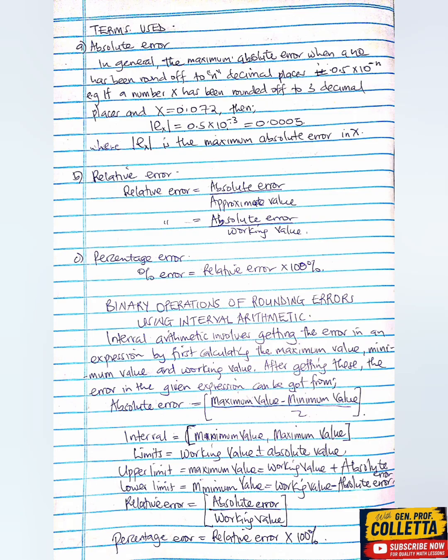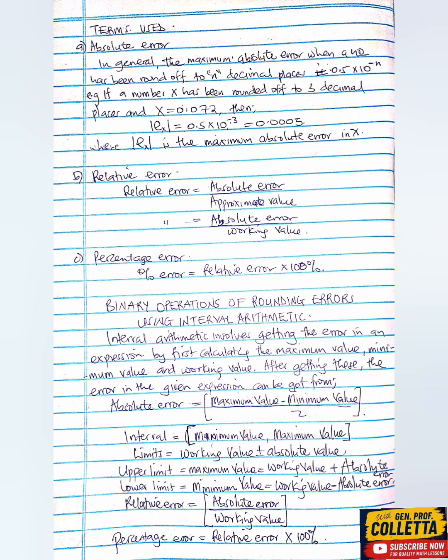For example, if a number small x has been rounded off to 3 decimal places, it means that x is equal to, for example, 0.072 rounded off to those 3 decimal places. Then the absolute error will be 0.5 exponent negative 3. We have said that generally the absolute error is given by 0.5 exponent negative n, where n is the number of decimal places to which it has been rounded off.